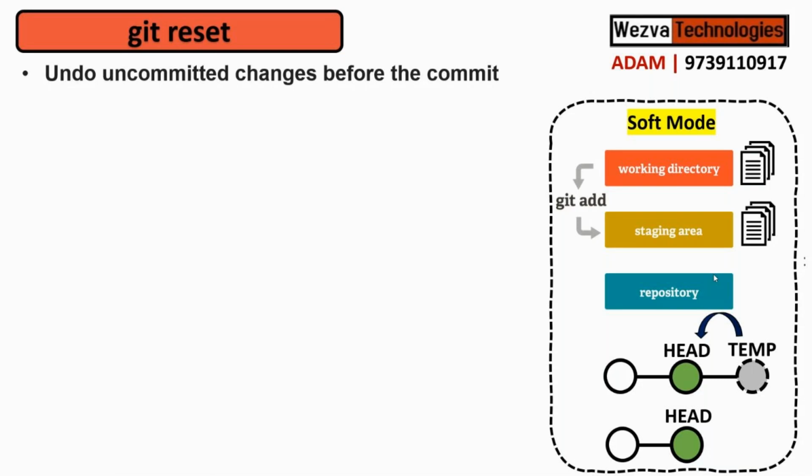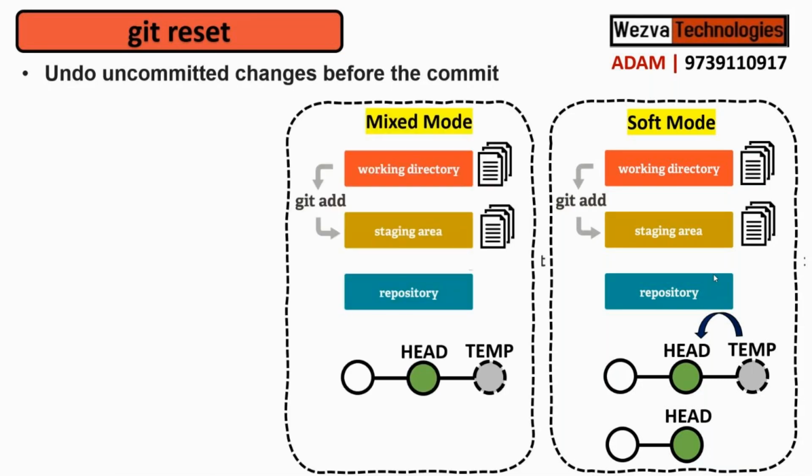Now the second mode we have is mixed mode. The same way, when you modify some file and put it into the staging area, there is a temporary reference created. Now if you do git reset in mixed mode, what will happen? It will undo from the repository as well as from the staging area. So what does mixed do? It removes from the repository as well as the staging area. However, in your file, the content will still be there.